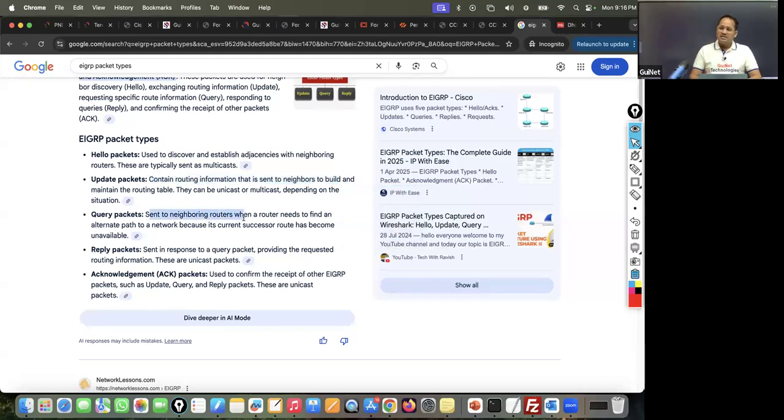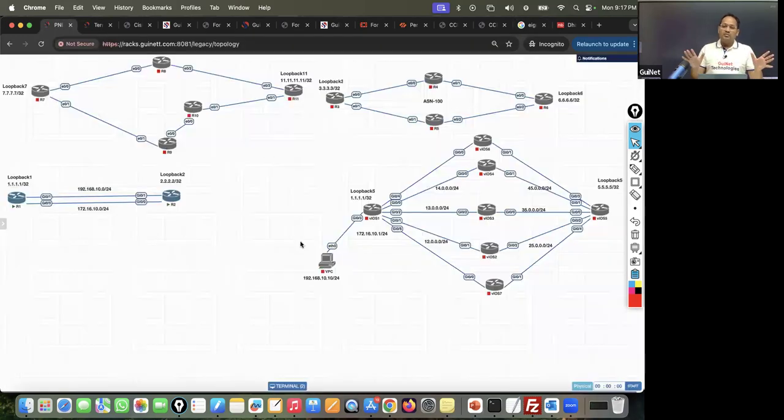Query means any neighbor router sends a query when it needs to find an alternate path or any other subnet information as a successor. Maybe you don't know what a successor is, I will explain it. That is going to be sent via the query message, and reply is sent when the query comes. If I have the information, I will reply that yes I have, and then finally it is going to be acknowledged. So this is how the whole process is going to happen when you build the EIGRP neighbor set.